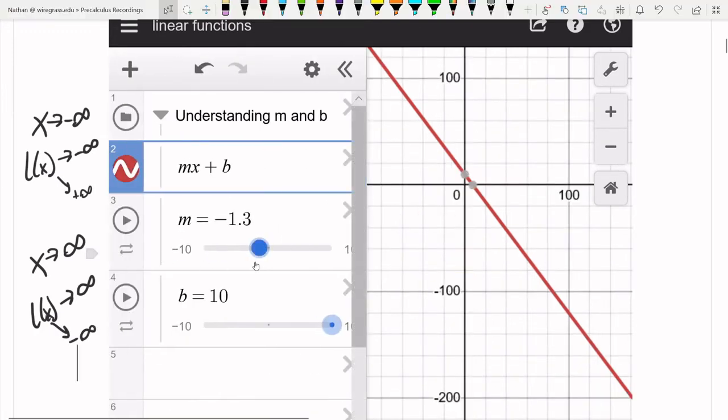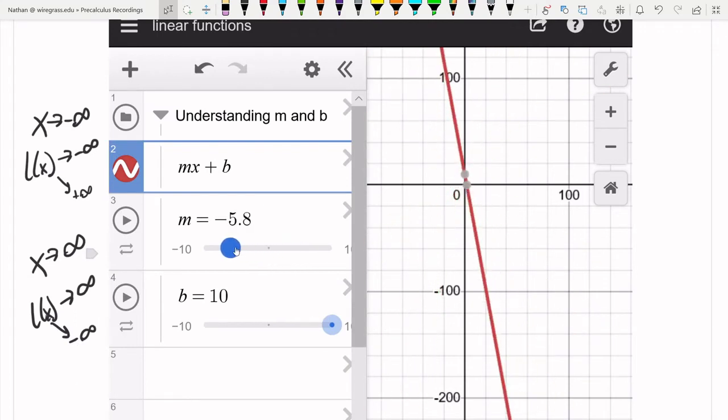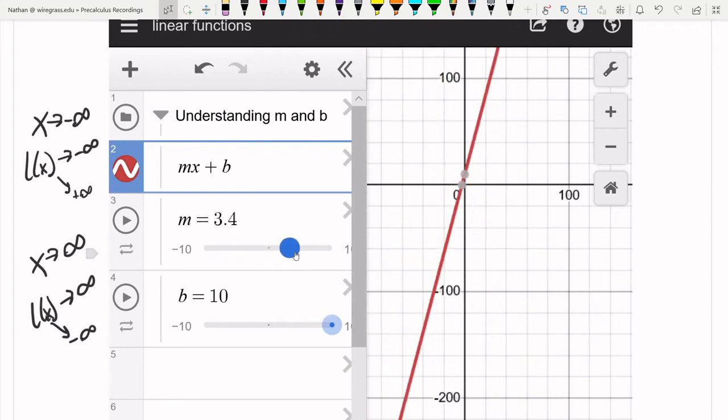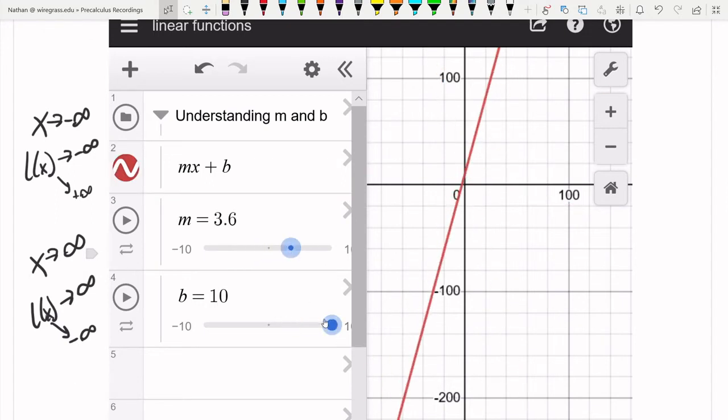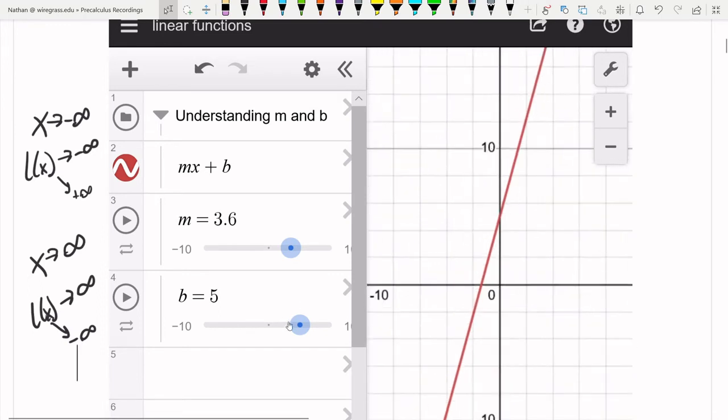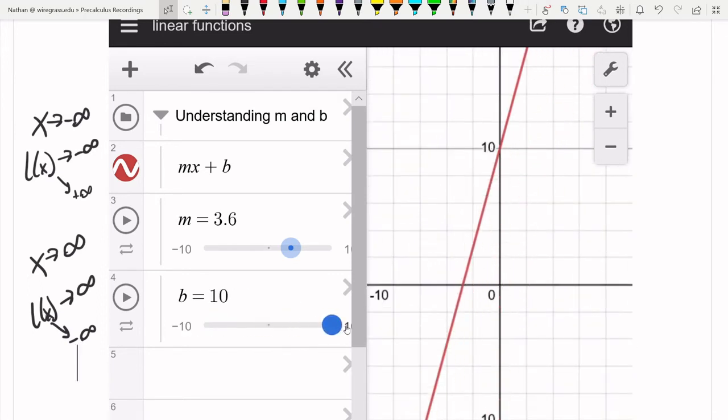That's the big thing I want to show here, is that this m value changes the end behavior of the function, whereas the b value just shifts it up and down.